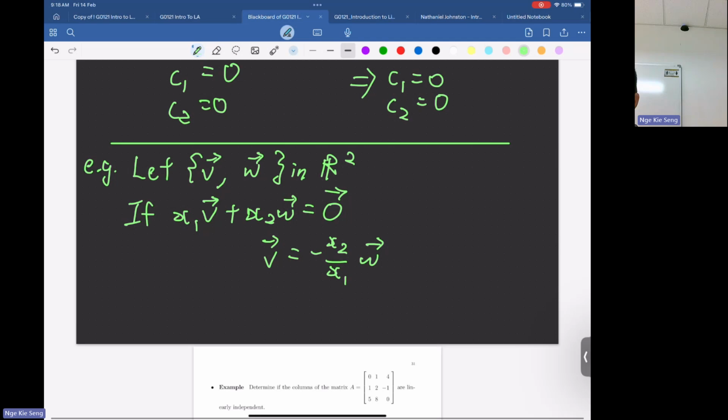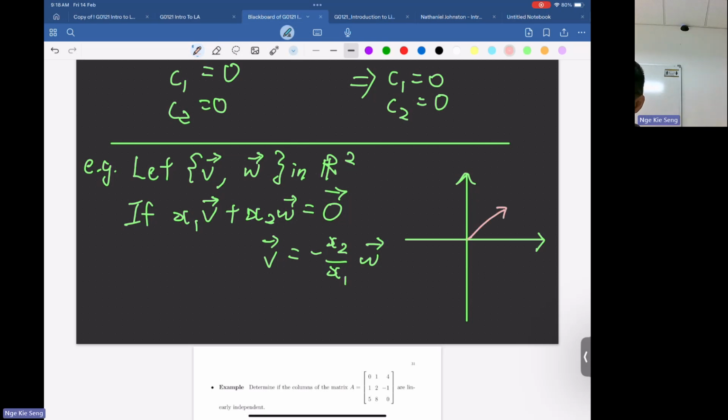So what's the picture here? Let's draw a picture. If you have a linearly dependent relation between two vectors, really they need to be scalar multiples of each other. That's all. Can the direction change if you scale it? Actually you can. How do you change the direction?